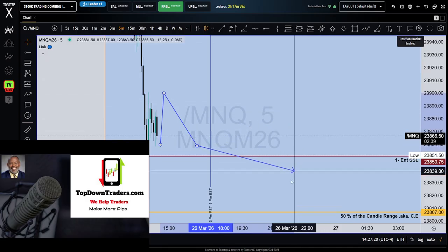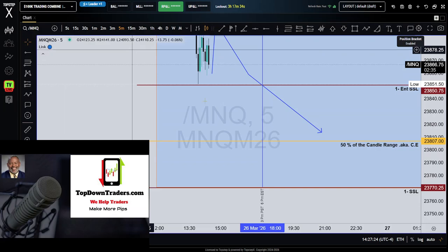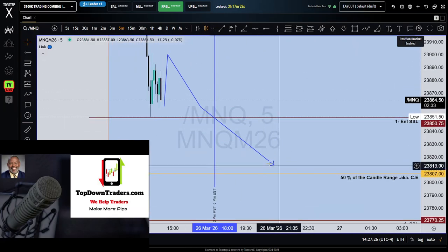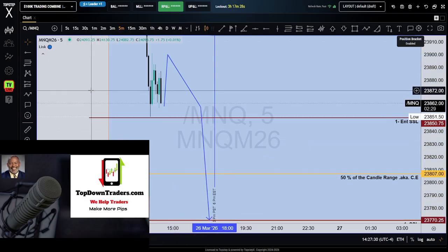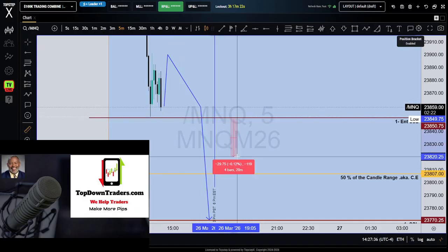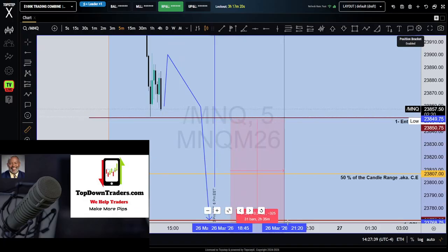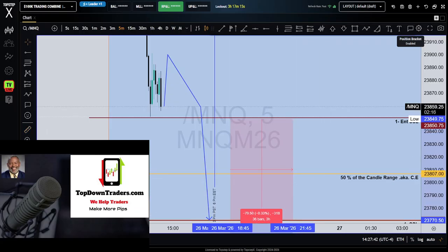But ultimately, I wanted to take out this low and scream and go all the way down to this low. It may not do it now. It may do it in the next session. But if it does take out that low, how much is it taking out? Let's see, what does it tell me? 79.5 points. That's a good little run there.